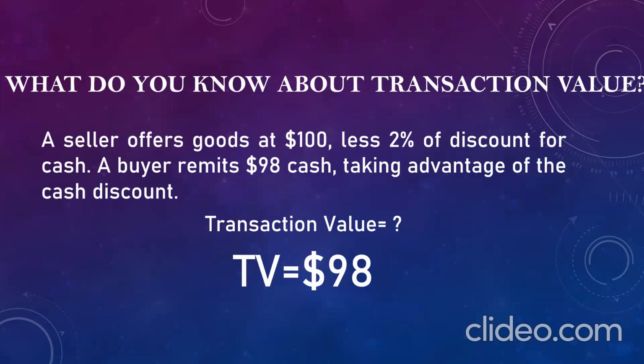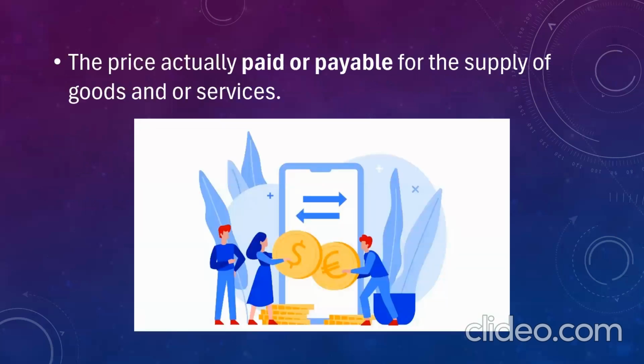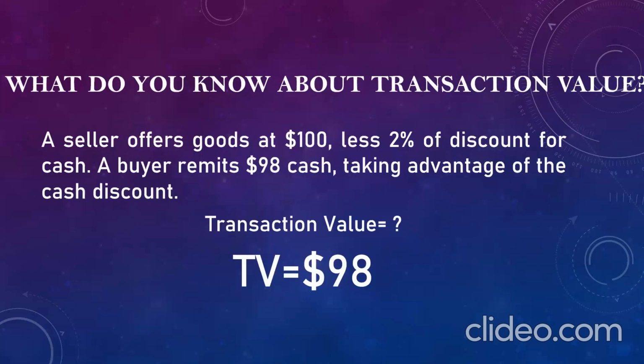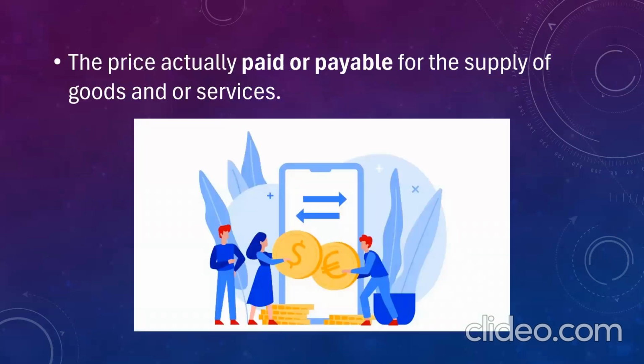So what did we understand here about the transaction value? It's nothing but the actual price which is paid by the buyer. In the previous example, we have seen that $98 is actually what the seller receives from the buyer, even though the goods price is $100, as the seller provides a 2% discount if you pay in cash, and taking the advantage, the buyer remits $98 in cash. So the actual price which is paid by the buyer, or which is payable, will be the transaction value.